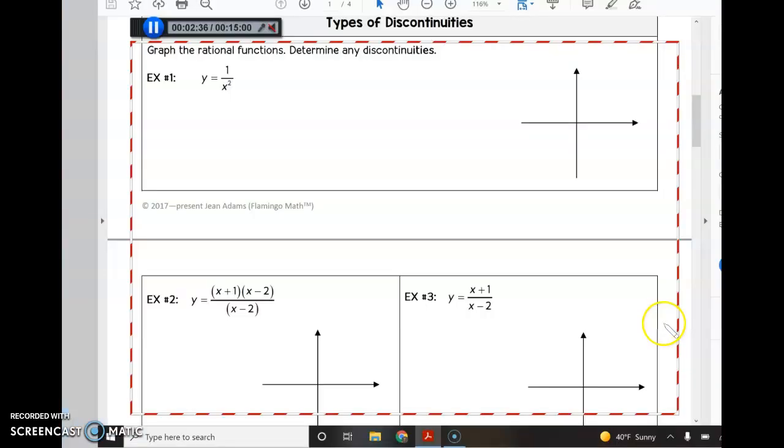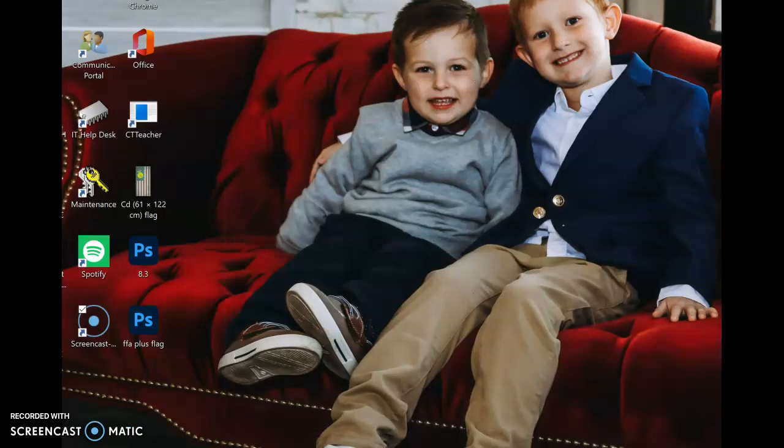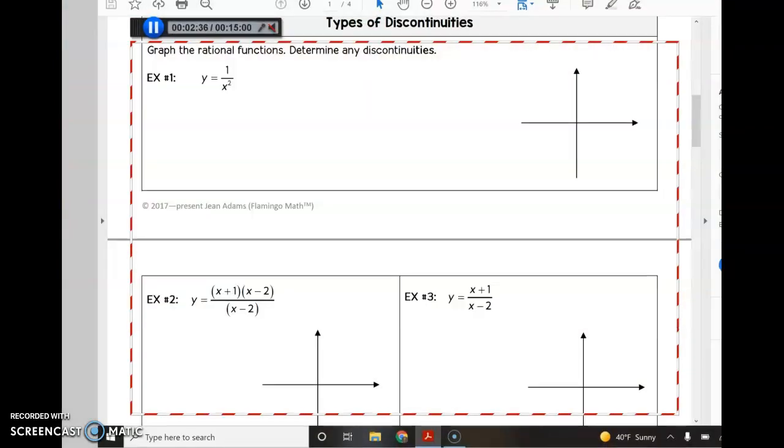So let's get this part going here. So I just took a screenshot of my screen so I can write on it. So that's what's happened.